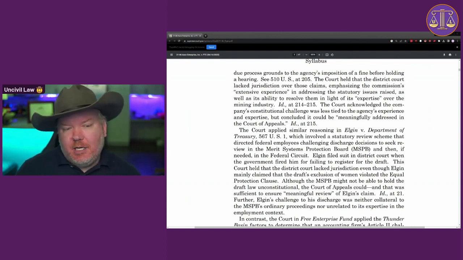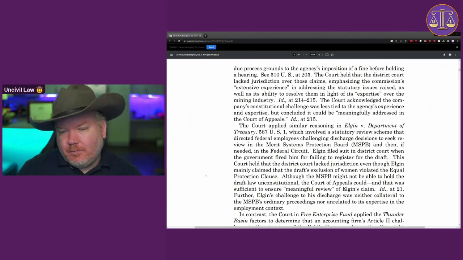So the district court in that case said, you know, hey, talk to the mine safety people about the mine safety issues. That's kind of what they do. I'm just a lowly district court. I don't do the mine safety thing, so talk to them. The court acknowledged the company's constitutional challenge was less tied to the issue of the agency's expertise, but concluded that it could be meaningfully addressed. So the mine people were like, our problem is constitutionality, and the district court saying they have expertise. No, not really. They do the mine safety. They don't have any particular expertise in constitutional law. In fact, that's kind of what courts do.